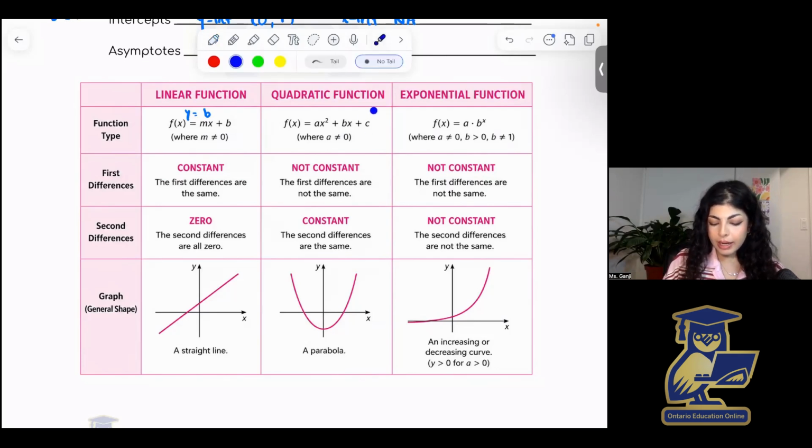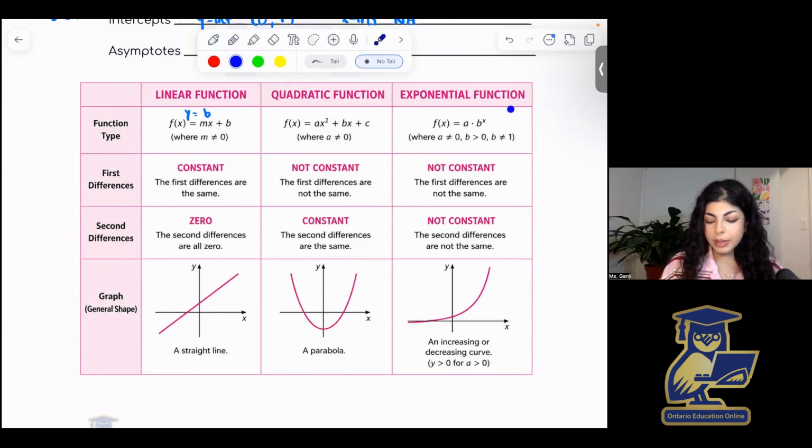Now, with the quadratic function, we have ax squared plus bx plus c, and here a is not equal to 0 because if a is 0, then you are only left with bx plus c, which is actually a linear function. So to have it be a quadratic function, you need a non-zero coefficient for the x squared to keep that x squared in our equation.